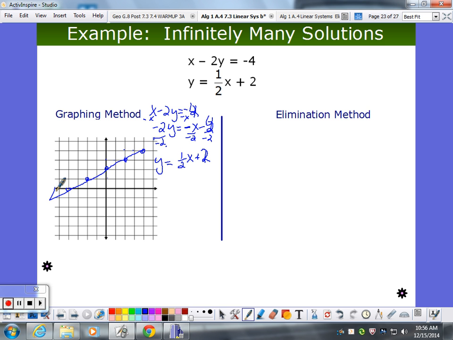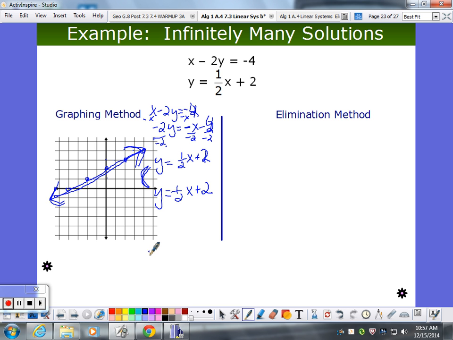Okay. So that's the first one, right? Now I can go and do this one. It's y equals half x plus 2. Look at this. If I graph that, I'm just going right on top. So what's going on here?